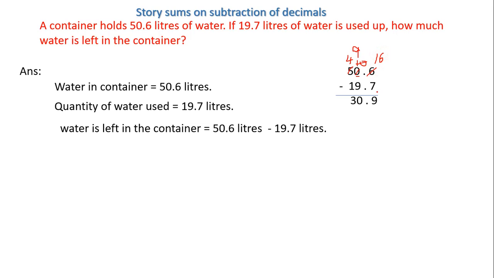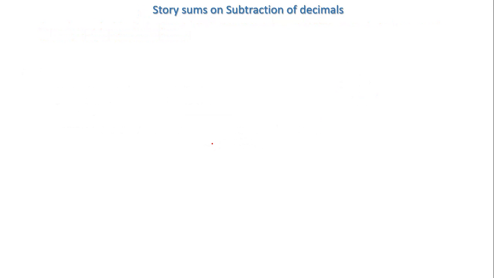Now I can subtract this 7 from the 16. 16 minus 7, 9. Decimal point as it is. 9 minus 9, 0. 4 minus 1, 3. After subtracting, I got 30.9. Hence, water left in the container is 30.9 liters.